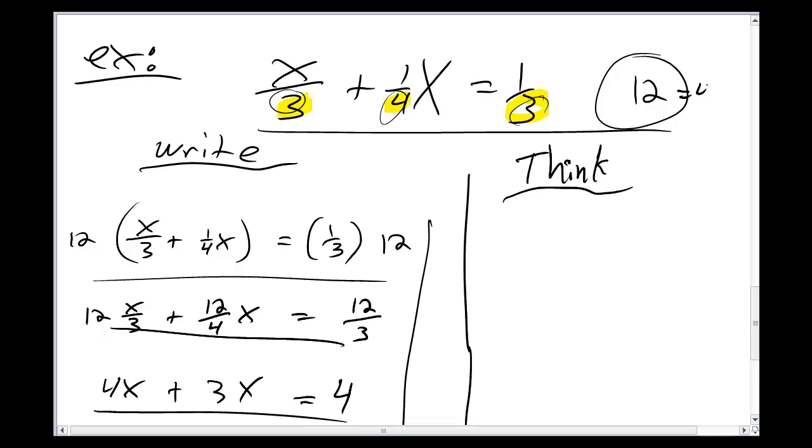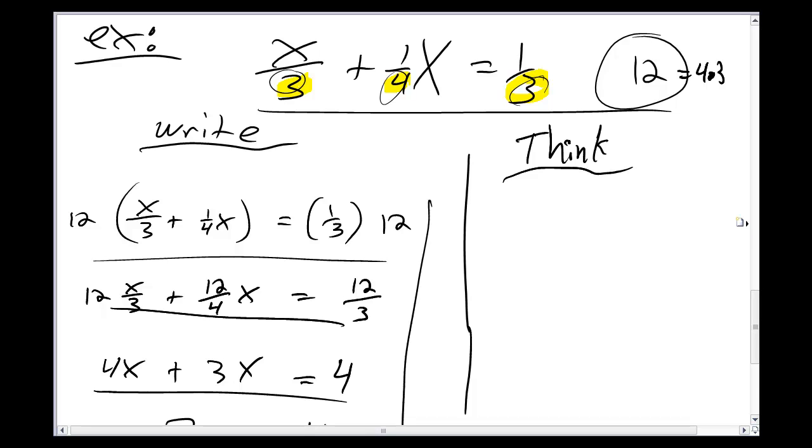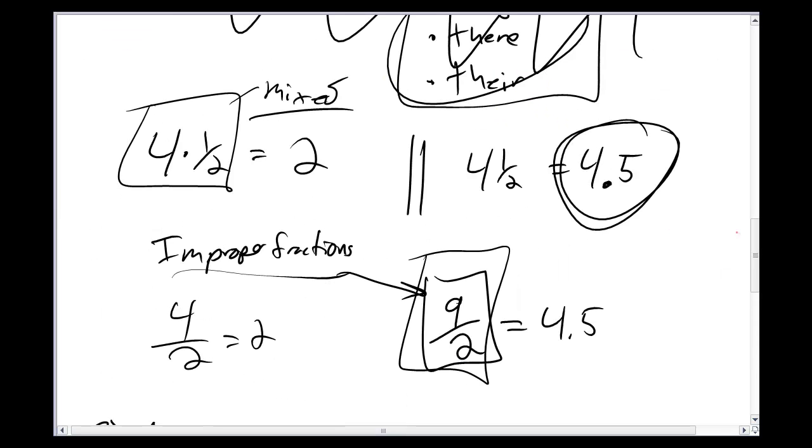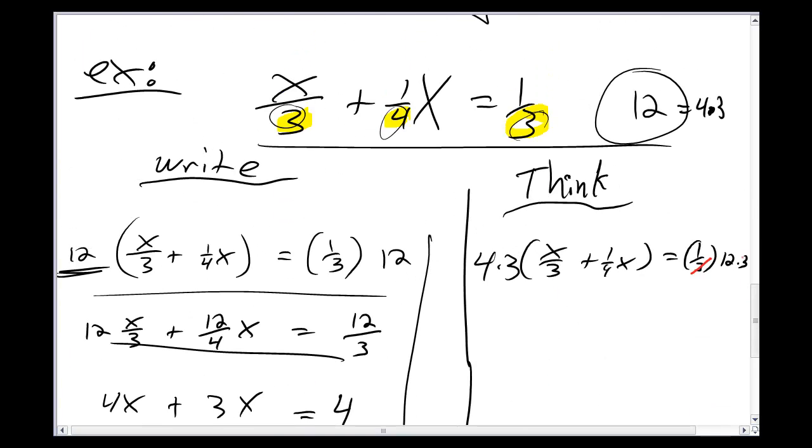Remember that 12 is 4 times 3. So really what I'm doing, when I have this 12 hanging out in front here, I really got 4 times 3, this x over 3, plus this 1/4 x, equals 1/3, 4 times 3. Because of that, on the right side here, dividing by 3 and multiplying by 3 cancel each other out. Oops, not 12 times 3, excuse me, 4 times 3. This leaves me with just a 4 on the right side.